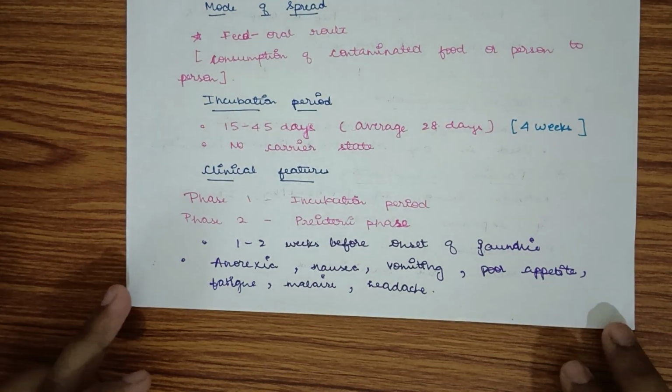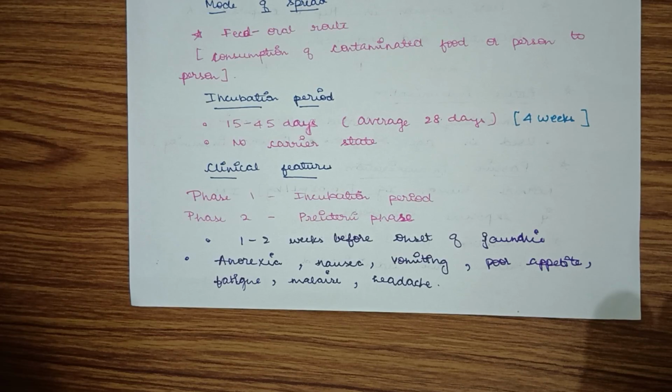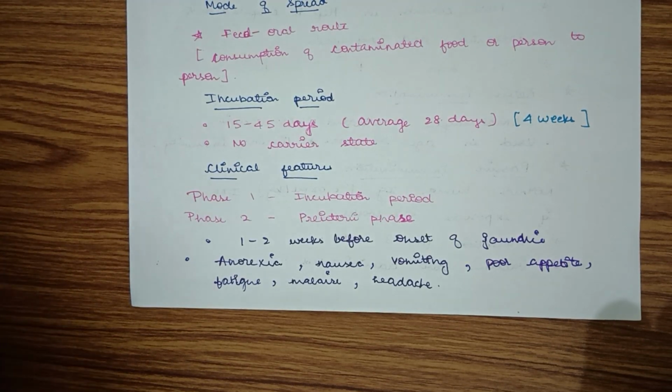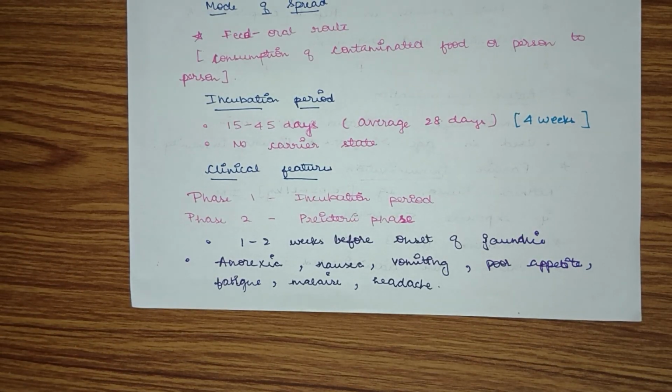The clinical features of hepatitis A include four phases, in which the first phase is the incubation period. Then after the incubation period, where there are no actual signs and symptoms, there will be the pre-icteric phase. Pre-icteric refers to before appearance of jaundice. So before there is actual clinical jaundice, there will be non-specific symptoms. It generally occurs 1 to 2 weeks before the onset of jaundice and will include fever, anorexia, nausea, vomiting, poor appetite, fatigue, malaise, and headache. There will be no jaundice in this pre-icteric phase.